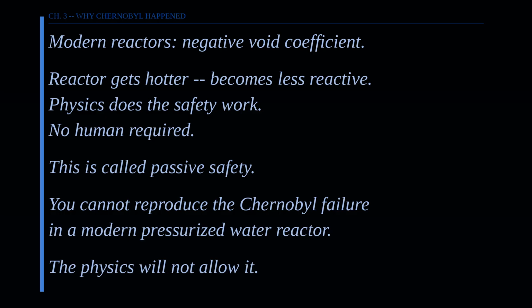The Chernobyl failure mode, a positive void coefficient driving uncontrolled power increase, cannot occur in a light water reactor. Not difficult to cause, not protected against by procedure, physically impossible. The laws of thermodynamics, applied to the specific geometry and materials of a light water reactor, make it impossible. Chernobyl was a consequence of a specific design choice that Soviet engineers made and that Western reactor designers chose differently. It was not an inevitable property of nuclear power.